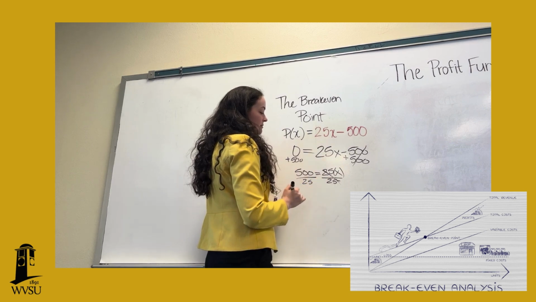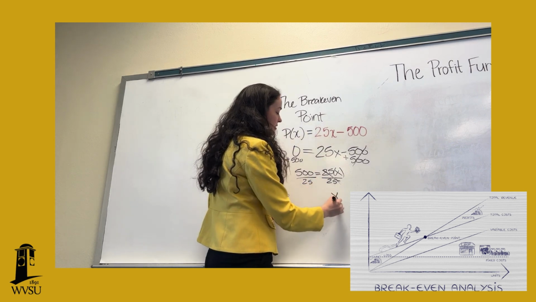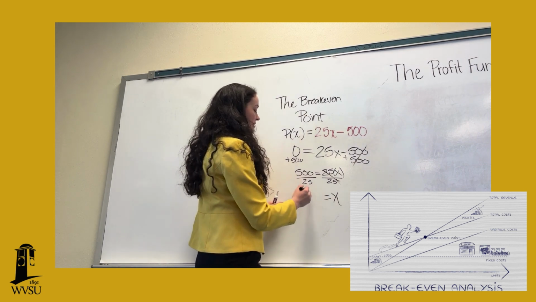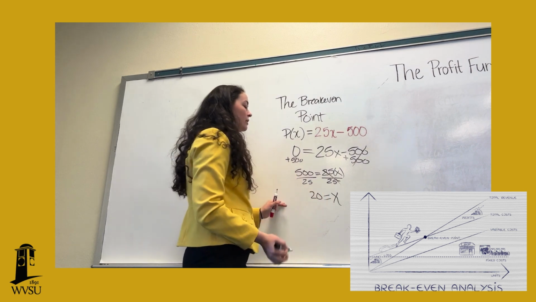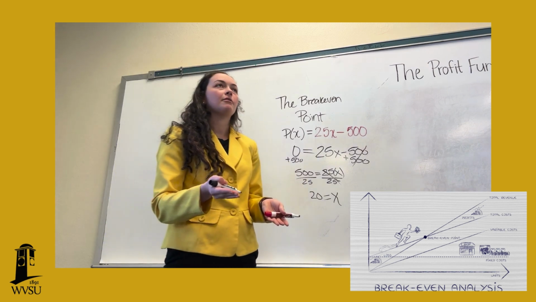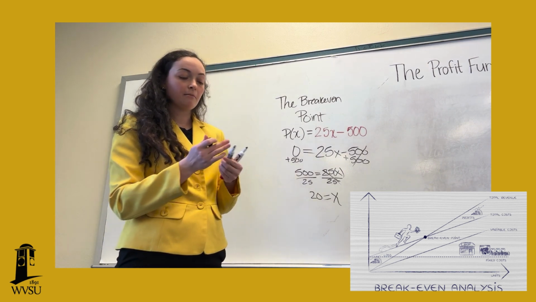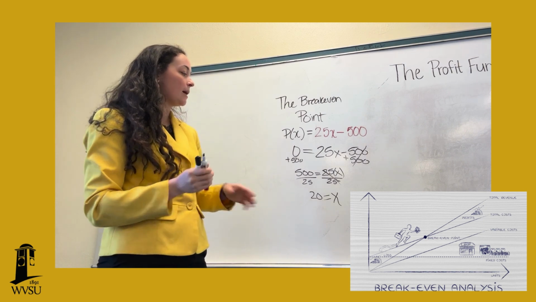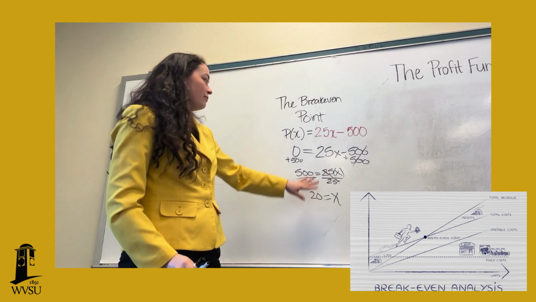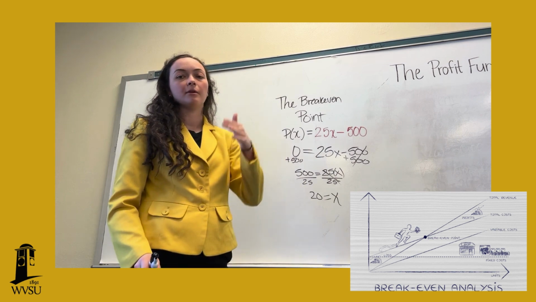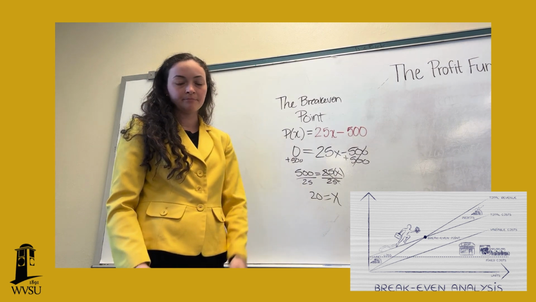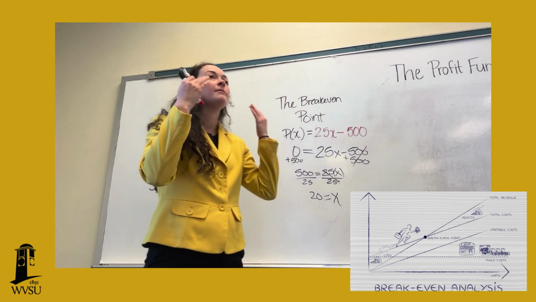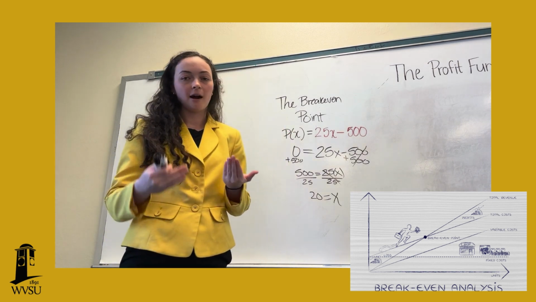Now 25 divided by 25 cancels to 1. We're just left with 1x. 500 divided by 25, that's going to be 20. So in our other problems, we were dealing with months. So if we were dealing with months in this problem, we have just found that it would take this company 20 months before it would reach that break-even point to where they're going to start to make a profit. It's important for business owners to understand this so that they can develop a timeline, and this can help with budgeting.